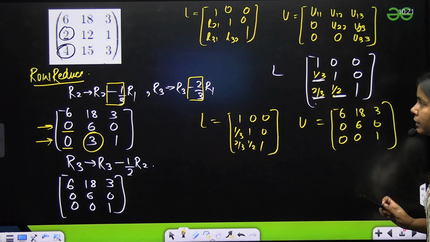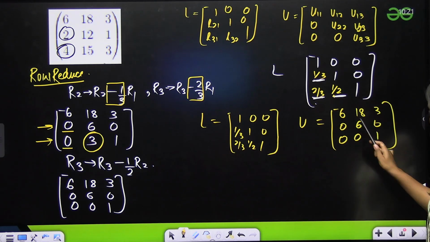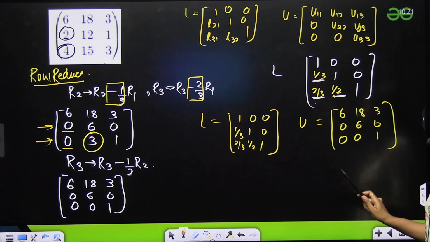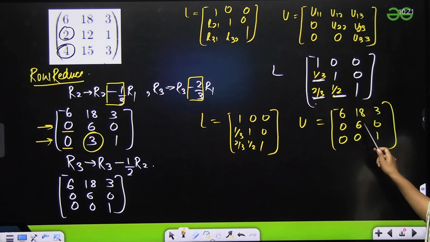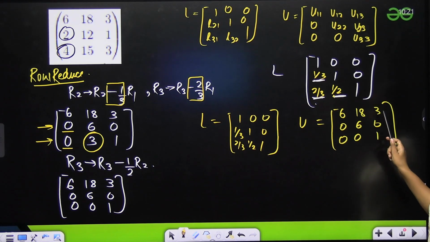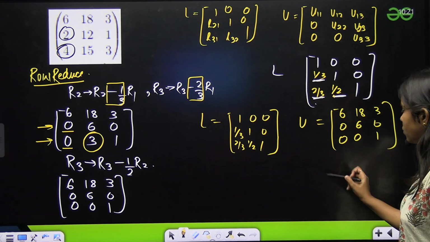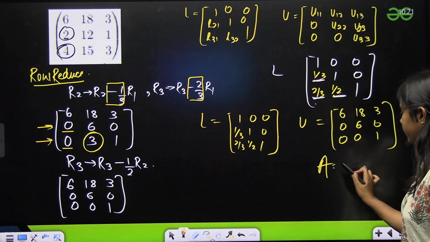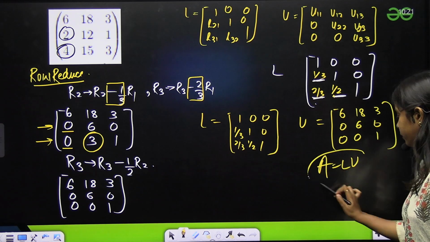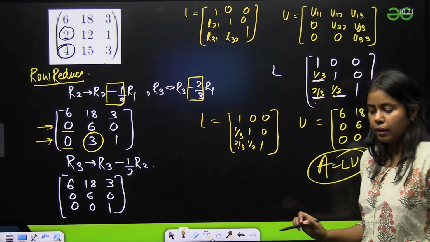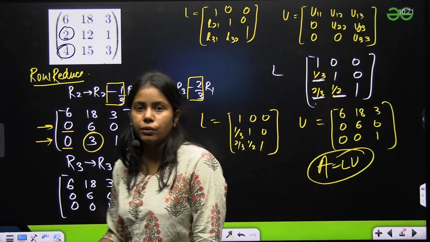Right? 2 by 3 is 4. Okay, we will multiply with 6. 2 by 3 multiplied gets 12, and plus 3 is 15. Right? 2 by 3 into 3 is 2, and this would be 0 and this would be 1. So I'll get 3. So A is equal to LU. I have checked that. A is equal to LU. So I have found the LU decomposition here.